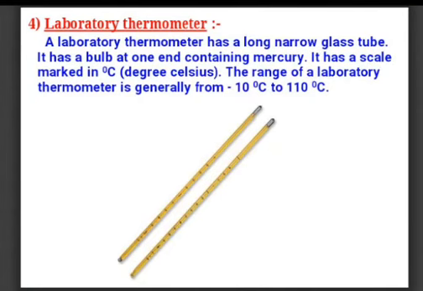Next is the laboratory thermometer. A laboratory thermometer has a long narrow glass tube. It has a bulb at one end carrying mercury. It has a scale marked in degrees Celsius. The range of a laboratory thermometer is generally from -10 degrees Celsius to 110 degrees Celsius. The range of a clinical thermometer, I have told you, is 35 degrees Celsius to 42 degrees Celsius, but the range of a laboratory thermometer is -10 degrees Celsius to 110 degrees Celsius.